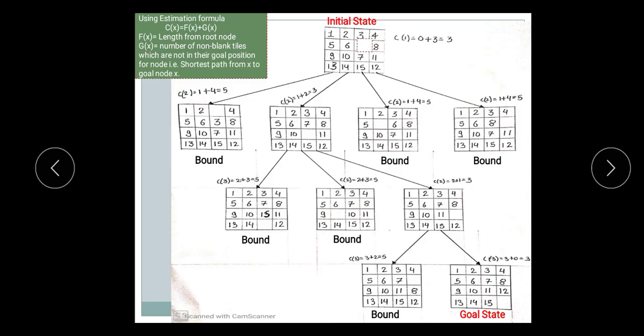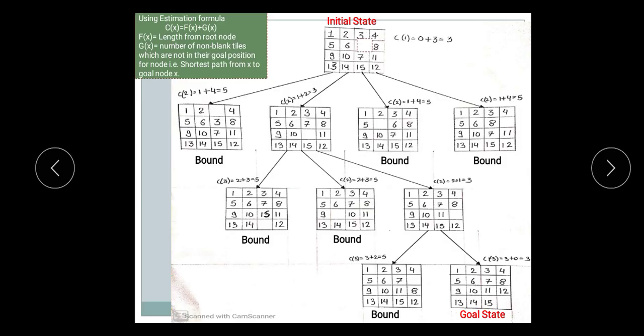If we move our empty slot to the left side, then the cost of that state is 1, that is the f of x, plus the number of tiles which are not at their proper position. In this case we have 4 tiles which are not at their proper position, that is 6, 7, 11 and 12. So g of x becomes 4 and the cost becomes 1 plus 4, that is 5. Similarly we have to find the cost for the right move. If we move our empty slot to the rightmost position, the cost is 1 as our f of x. F of x is the number of the level, at the first level, so it becomes 1 plus the number of tiles which are not at their proper position.